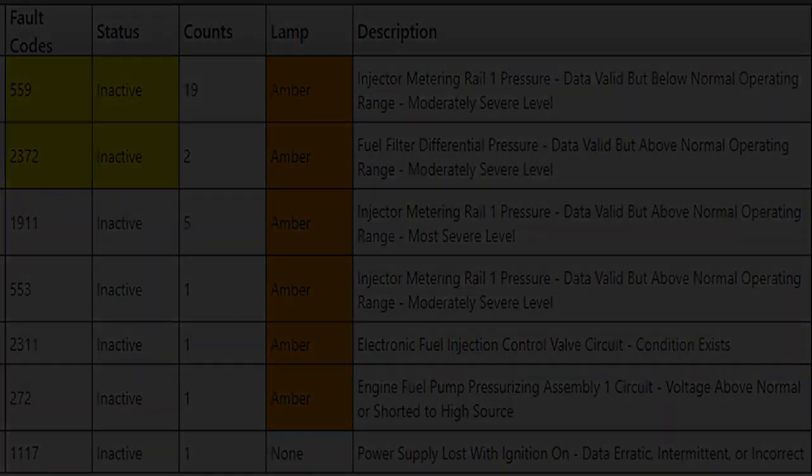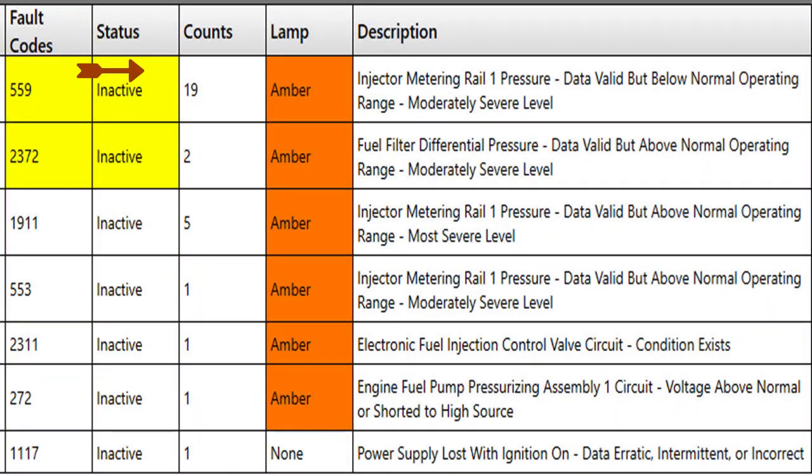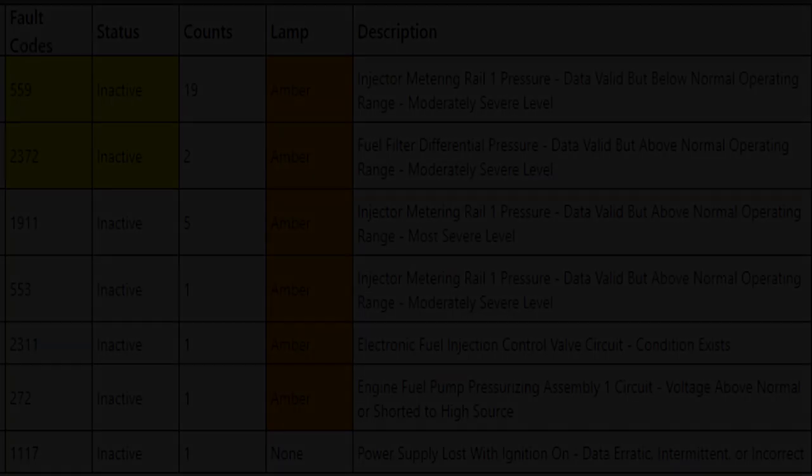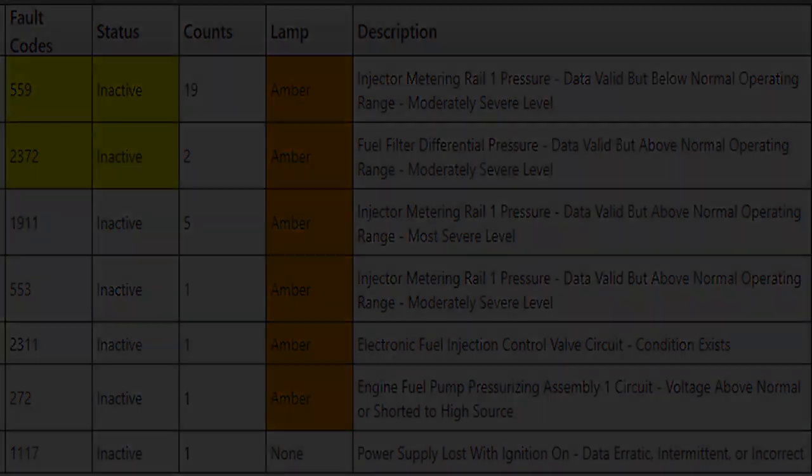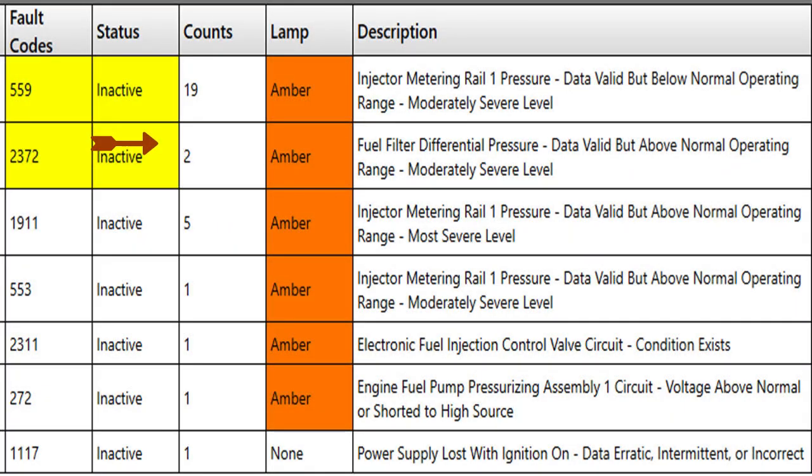So here's our list of faults, and at the top we've got 559, which is the injector metering rail pressure is moderately severely low, measured as low from commanded. Next, we've got 2372. There's only 2 counts of that, but that is fuel filter differential pressure, data valid but above normal operating range, moderately severe.